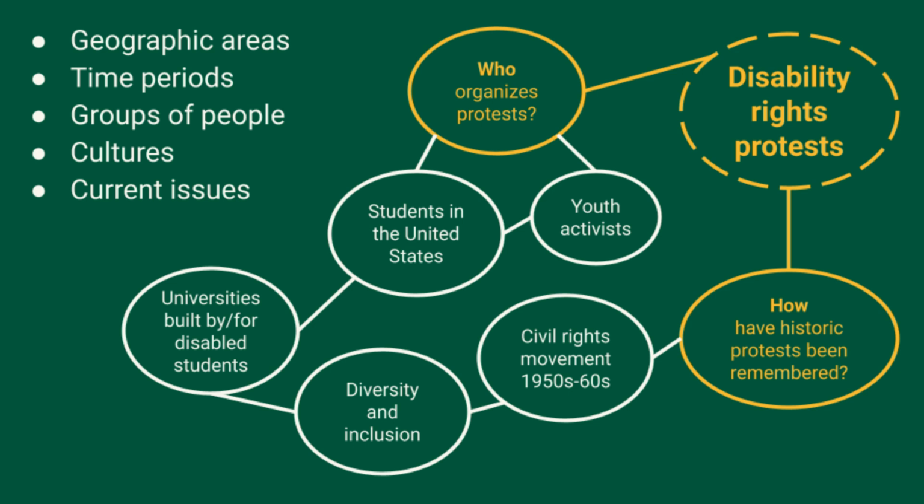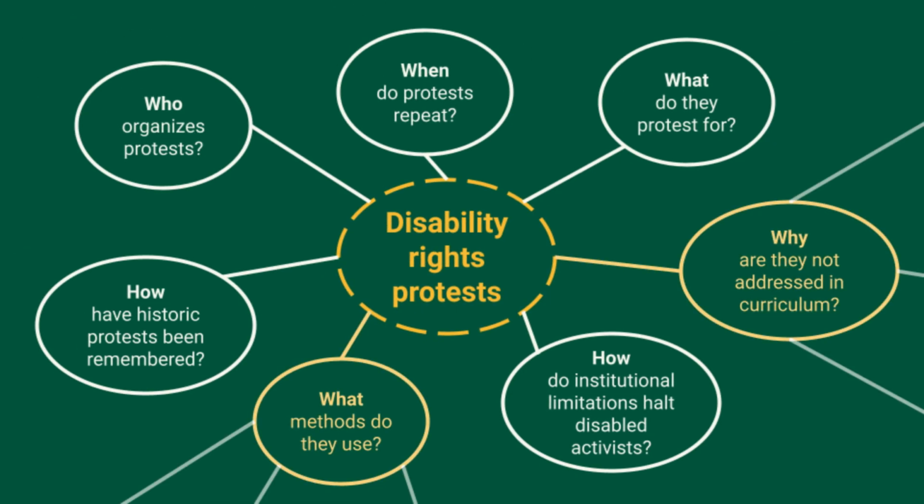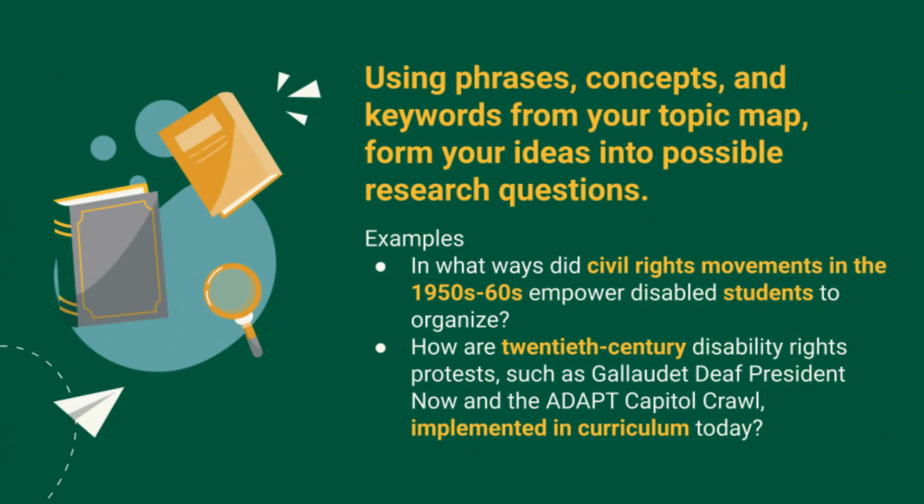Let's look at your expanded topic map. What stands out to you? Do you see keywords and concepts that intrigue you? If not, go back one step and expand upon another section of your map. When you are fully satisfied by the contents of your map, then you are ready to come up with a question. Using phrases, concepts, and keywords from your topic map, form your ideas into possible research questions.